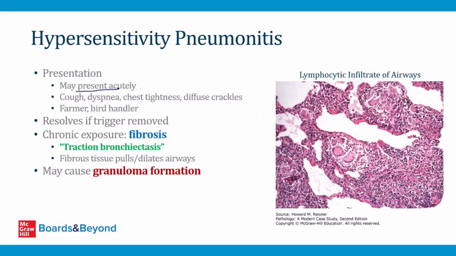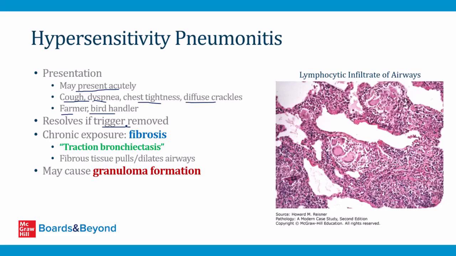In someone who is just exposed to one of those things we talked about in the last slide, they can acutely develop cough, dyspnea, chest tightness, crackles throughout the lungs. This is often, in terms of a board question, going to be in a farmer or a bird handler. And these symptoms will resolve if the trigger is removed. In other words, if they stop exposing themselves to whatever's triggering the pneumonitis.